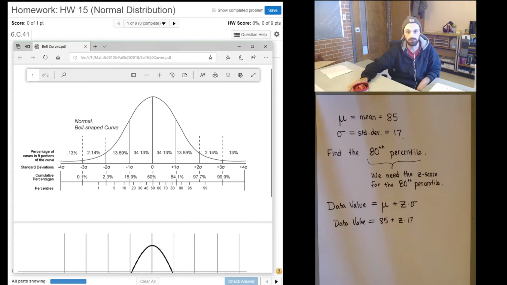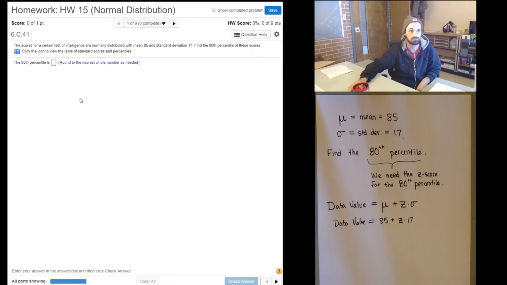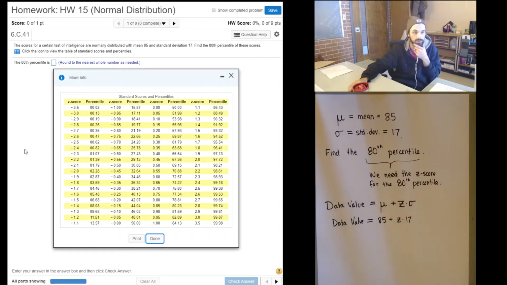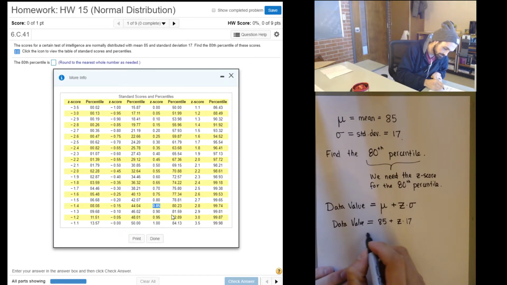So how are we going to find the z-score? Well, this table. You'll see this table, there's z-scores in one column, percentile in another. So recognize we are after the 80th percentile. So I need to go through my table and find the 80th percentile, or at least the closest one to it. Looks like it's right here. It's 80.23. That's pretty close to the 80th percentile. And that tells me I have a z-score of 0.85. I told you it was going to be just under 1.